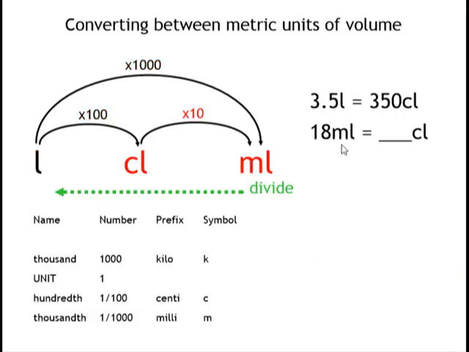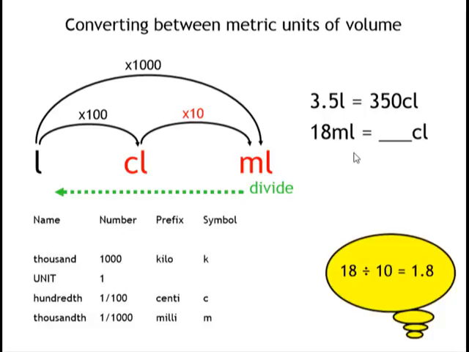This time I've got millilitres and I'm converting to centilitres, so the smaller unit to the larger unit. So I'm going back against this arrow, so I know I need to divide in this direction. So 18 divided by 10 is 1.8. There are 1.8 centilitres in 18 millilitres.